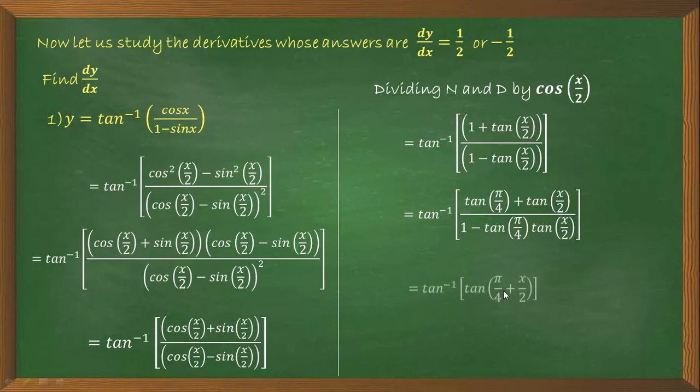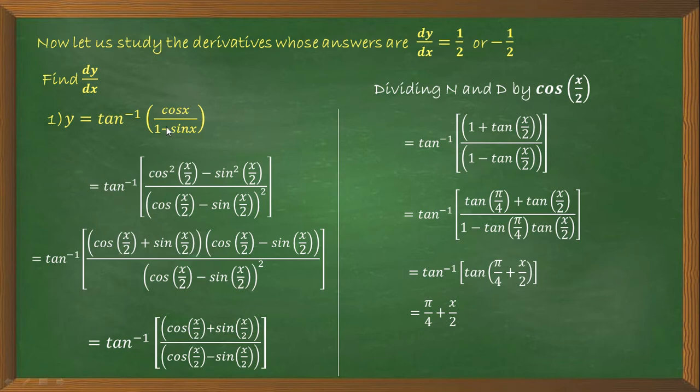Because we know the compound angle formula, tan of pi by 4 plus x by 2, because tan(a plus b) is tan a plus tan b upon 1 minus tan a into tan b. So if you know this formula perfectly, then you can understand this adjustment. So what we get finally is tan inverse into tan, so tan inverse tan will get cancelled and you will get pi by 4 plus x by 2.